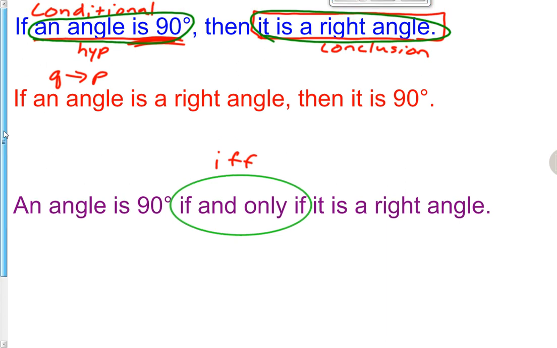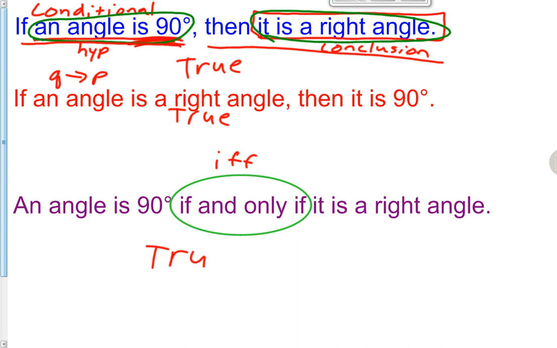And to determine whether this one is true or not, we could take the conditional statement. If an angle is 90 degrees, then it is a right angle. That's true. If an angle is a right angle, then it is 90 degrees. That's also true. So if both the conditional and the converse are true, then the whole biconditional would be true. If either part is false, then the biconditional is also false.